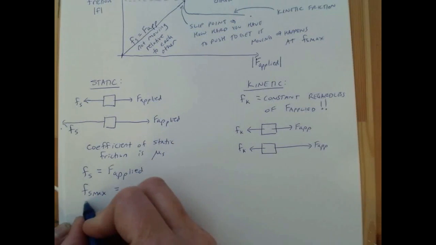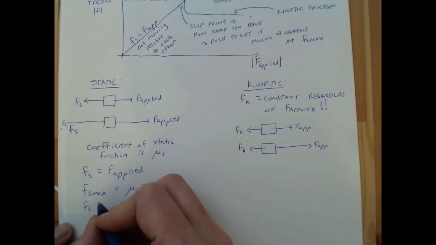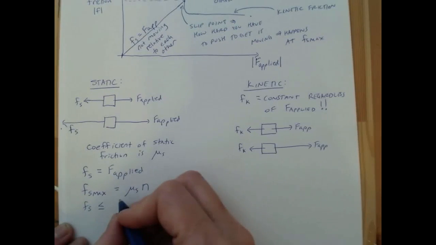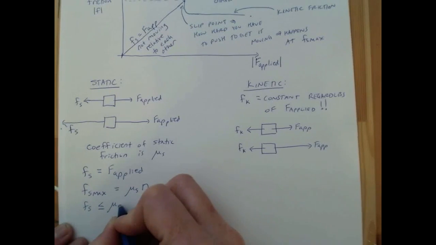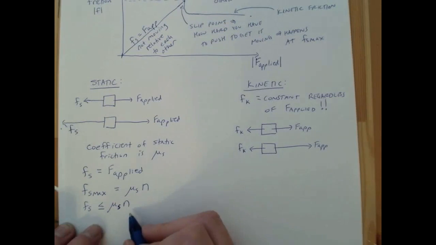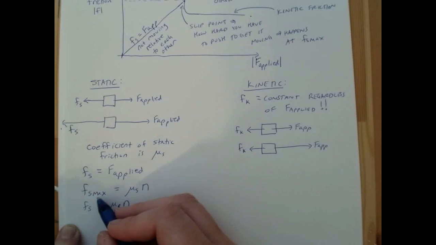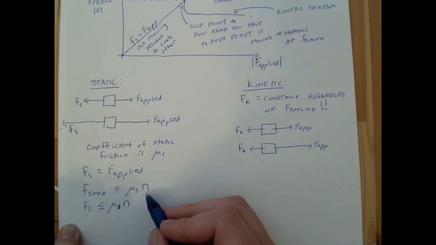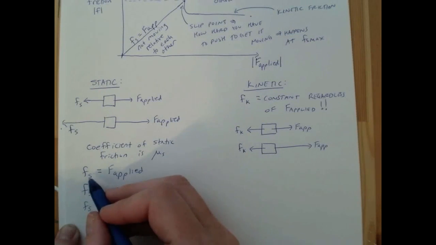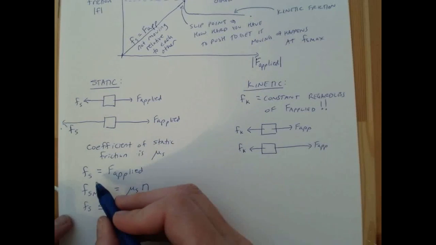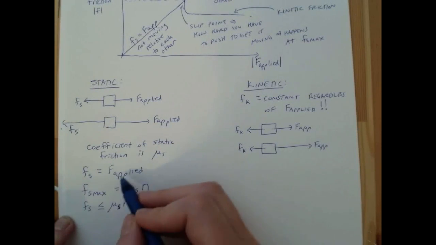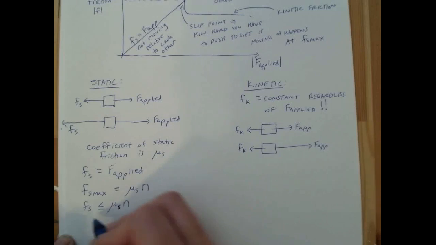So what we can say then in general is F sub s is going to be less than or equal to mu sub s n. And so you have to then think about the situation and decide, is it at the maximum value of static friction? And if not, it won't be moving relative to each other, which will then allow you to know that it's going to be equal to the applied force.